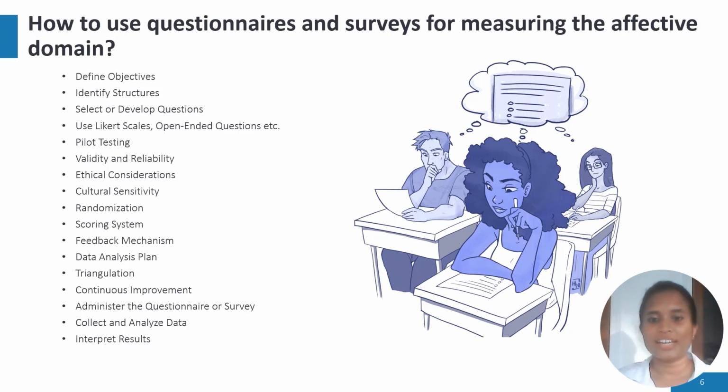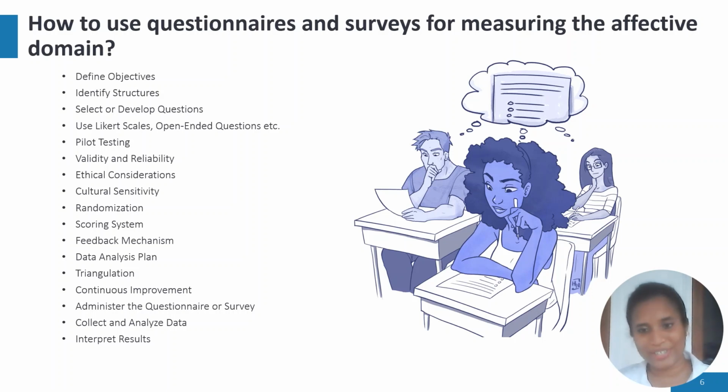Then it's important to give a feedback mechanism. Sometimes researchers may not give enough feedback after a respondent answers the questions or survey. It's not a good thing. We have to put in a feedback mechanism for an effective survey or questionnaire, for measuring the affective domain also.